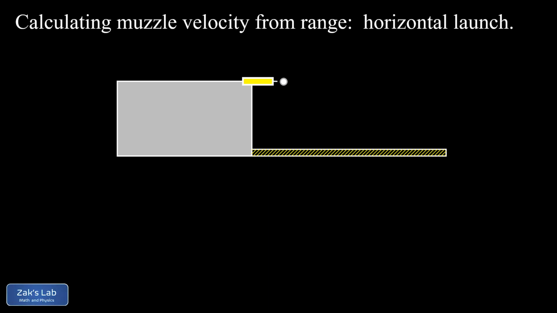Suppose we shoot a projectile horizontally from some initial height. I hope it makes sense to you that the faster we shoot this projectile, the farther it's going to travel horizontally before hitting the floor. And this means that in principle, we can use that horizontal range to measure the muzzle velocity of our projectile launcher. So that's the main goal of this video.